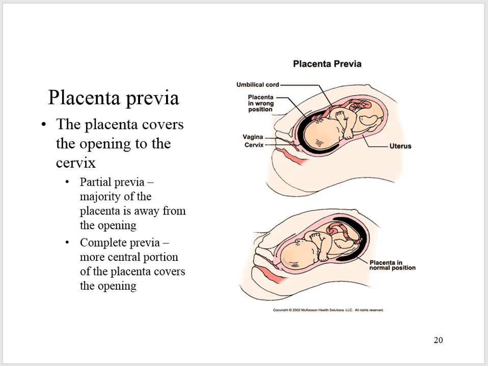Placenta previa. The placenta covers the opening to the cervix. A partial previa is when the majority of the placenta is away from the opening. In a complete previa, a more central position of the placenta covers the opening. The placenta attaches to the uterine wall in the lower portion of the uterus and covers all or part of the cervix.